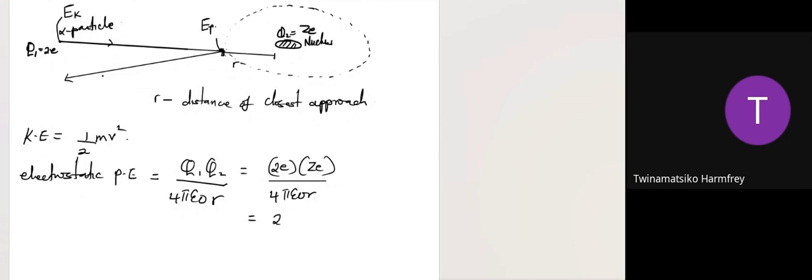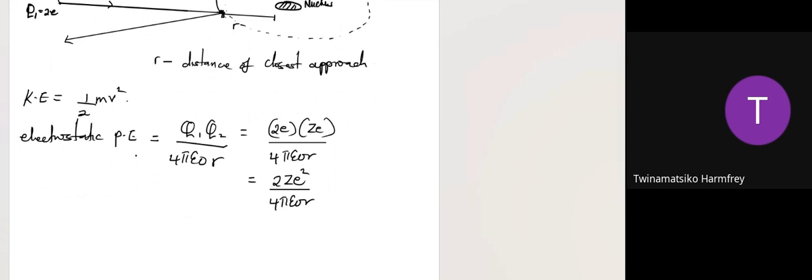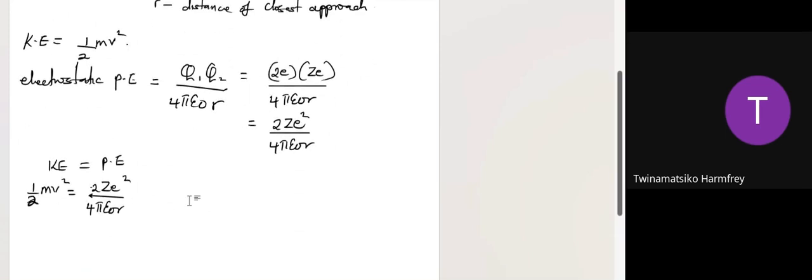This is going to give us 2Ze squared out of 4 pi epsilon r. Now at a point closest to the nucleus, we are going to have the kinetic energy being equal to electrostatic potential energy, which is 1/2 mv squared being equal to 2Ze squared out of 4 pi epsilon r. Our aim now is to make r the subject.